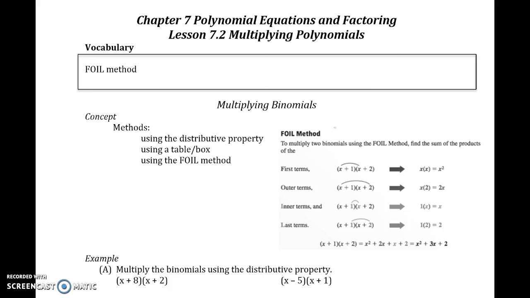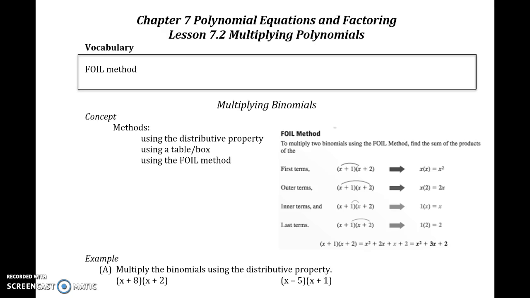So the second lesson in this unit is talking about multiplying our polynomials. And there's a bunch of different methods you can use. I really don't care what you end up picking as long as your final answer ends up being correct and you show your work. So I'm going to show you the different methods and I'll leave it up to you to decide what you like best.